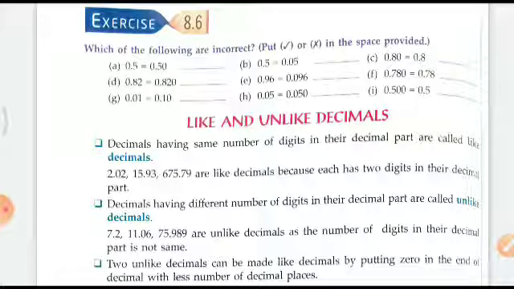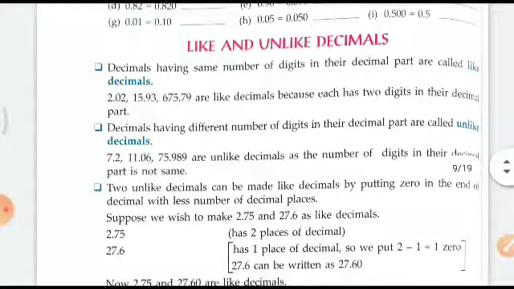I welcome you all to today's session of mathematics, in which we are on to decimals, and we have seen up till now how decimals are written, what is 7 upon 10, what is 7 upon 100, and also we have seen like decimals, right? Like 0.5 is equal to 0.50, and how decimals are spoken, that is 0.5, 0.23, like that. Now we will be studying like and unlike decimals.